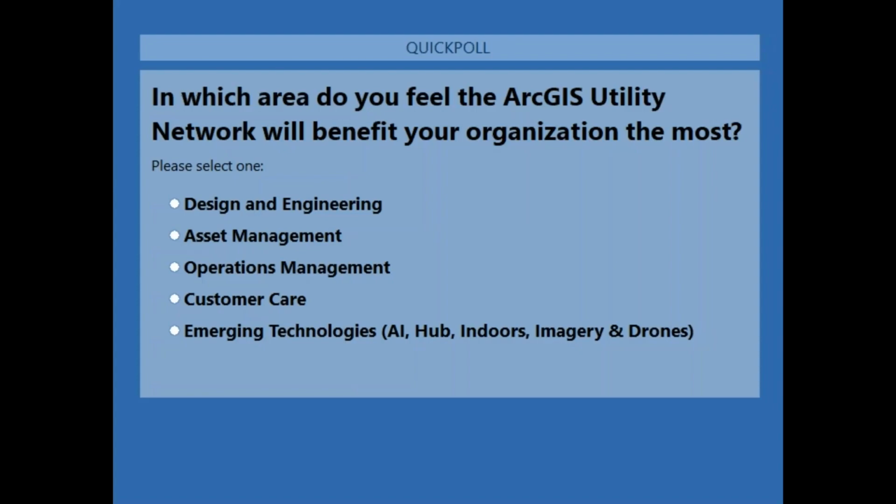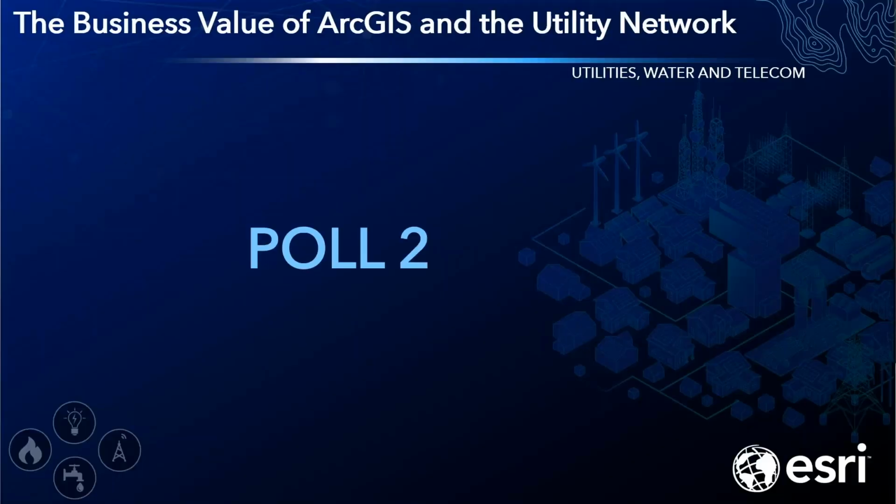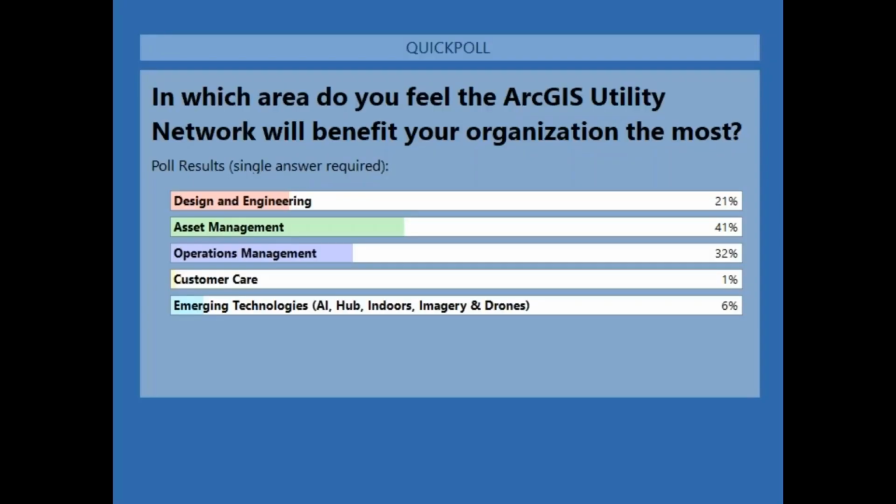Looks like they're starting to slow down. Give it a few more seconds, and let's go ahead and close it and show the results. The envelope, please. Well, there you have it. Asset management at 41% takes the top spot, followed fairly closely by operations management, 9 percentage points behind at 32%. And then interestingly, there's only one more in double digits, design and engineering at 21. Very, very interesting.